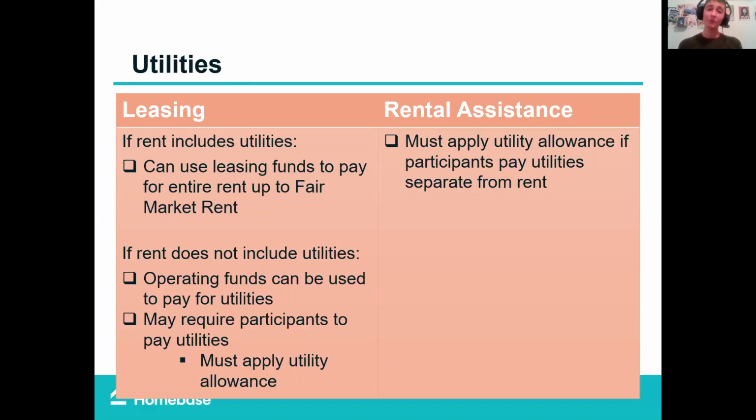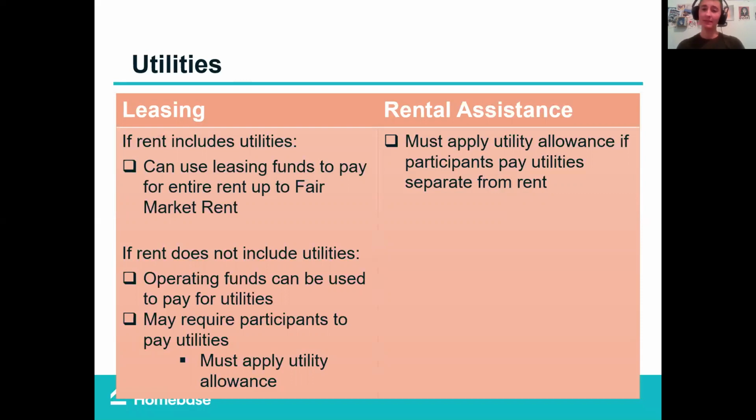If you're a leasing program, you also have the option to ask clients to pay rent. And if all of your participants pay rent, then you're going to factor in the cost of utilities to their rent payments.